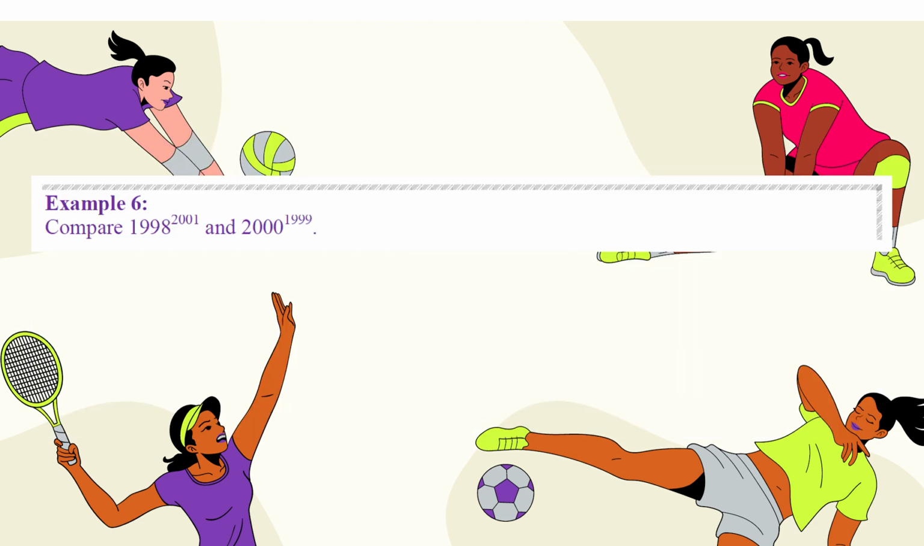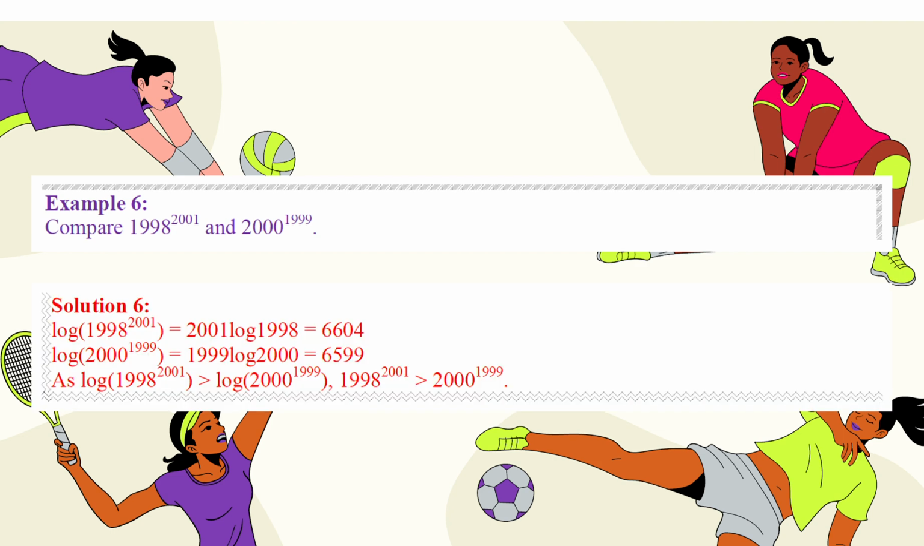For example, compare these two numbers. Take the log to see which number's log is bigger, and then the original number will be bigger. Pause the video and work it. Okay, welcome back. This one is paper 2. Use the calculator. You find out this one is 6,600 and this one is 6,500. A little bit bigger. So the original one is a little bit bigger than the previous one.